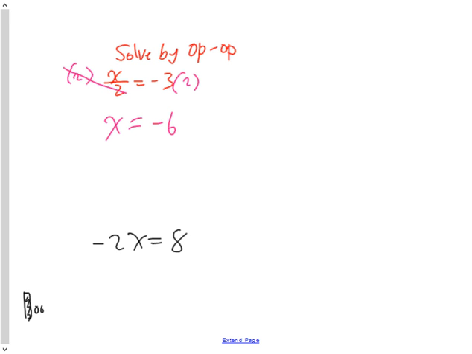Over here, the second question says negative 2 multiplied by x. The opposite of multiplying by negative 2 is dividing by negative 2. So we're going to do that onto both sides. And we're going to be left with x equals negative 4.